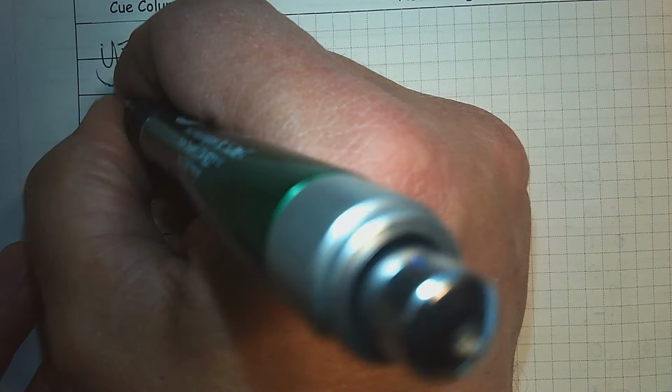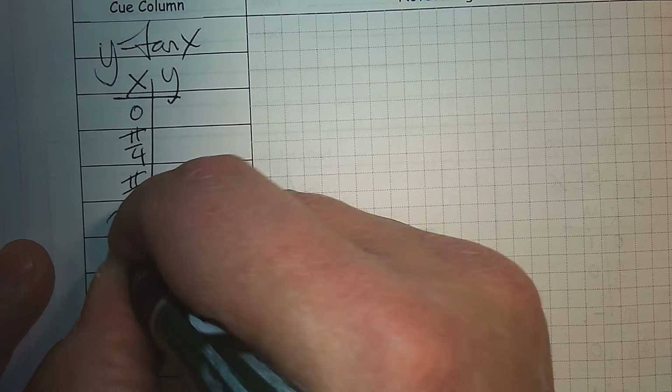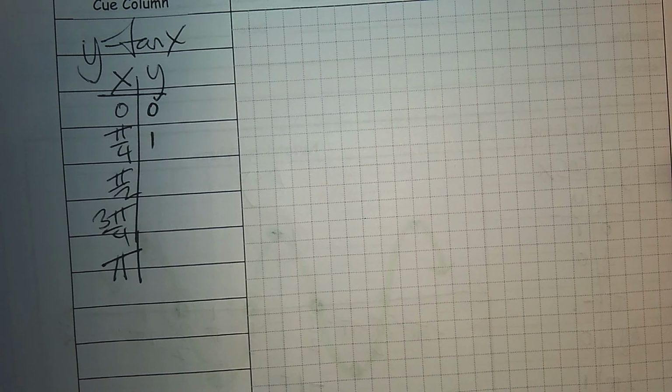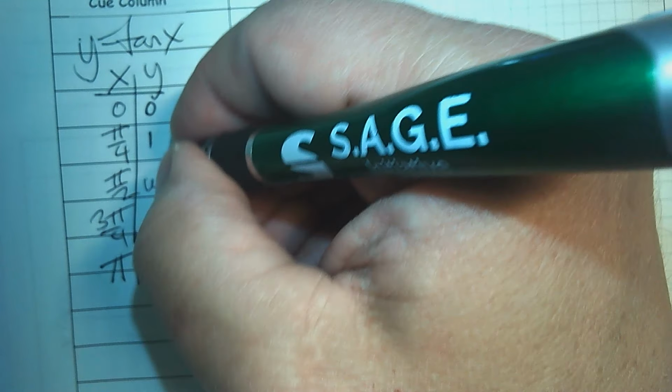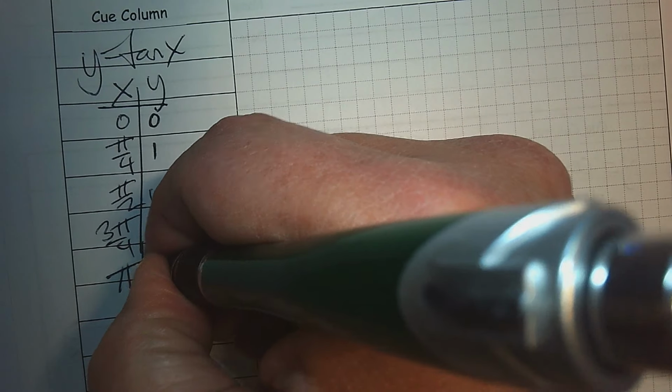Tangent. Now, again, it might be helpful to look off the chart at 0 radians. What is tangent equal? Which is 0. At pi over 4, what is tangent equal? +1. At pi over 2, it is undefined. At 3 pi over 4, it is -1. And at pi, again, it's 0. That's our pattern.